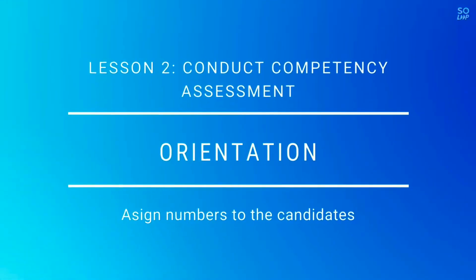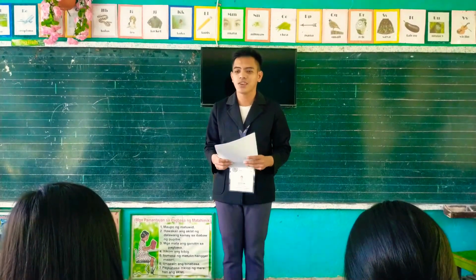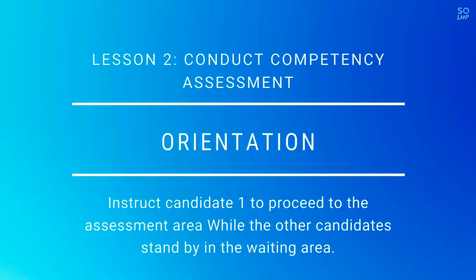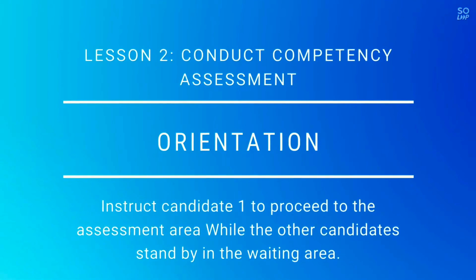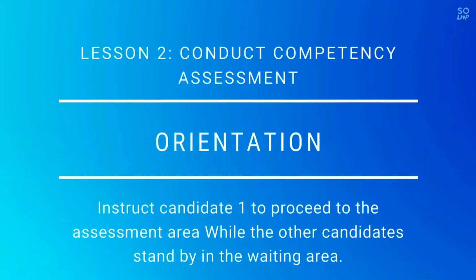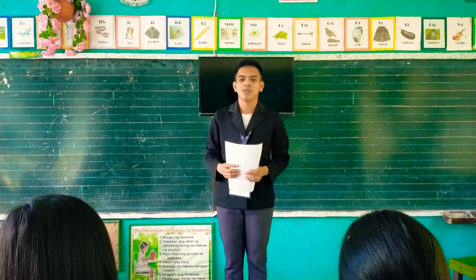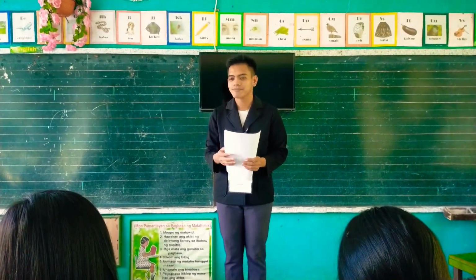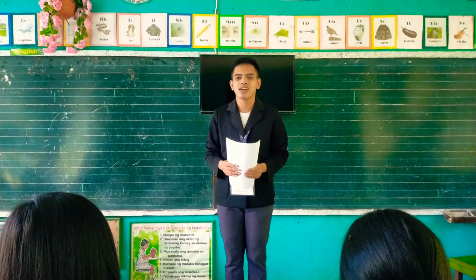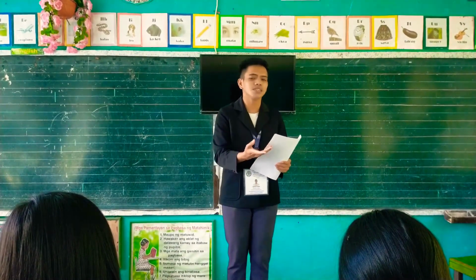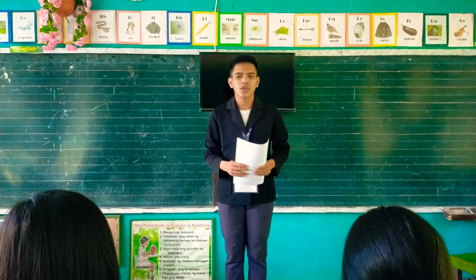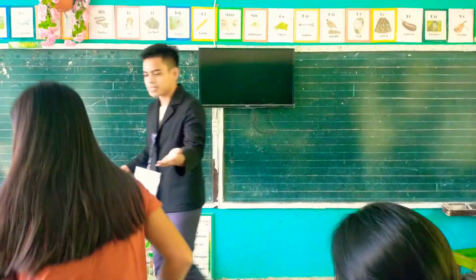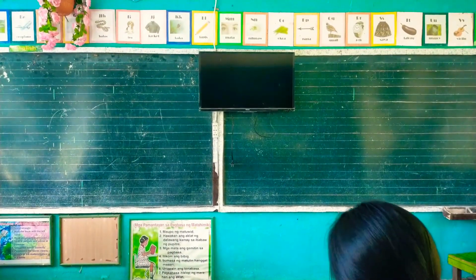Assign numbers to the candidates. I will give you your assigned number. Instruct candidate number 1 to proceed to the assessment area while the other candidates stand by in the waiting area. So, everybody must be ready now. Candidate number 1, you may please proceed to the assessment area, and for the rest of the candidates, please remain. I will call you by your number. Thank you. Okay? Candidate number 1, Ms. Ray, please.